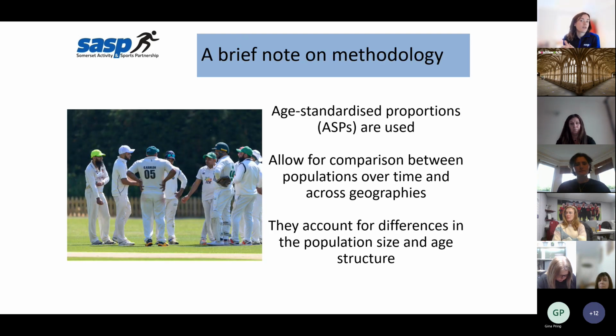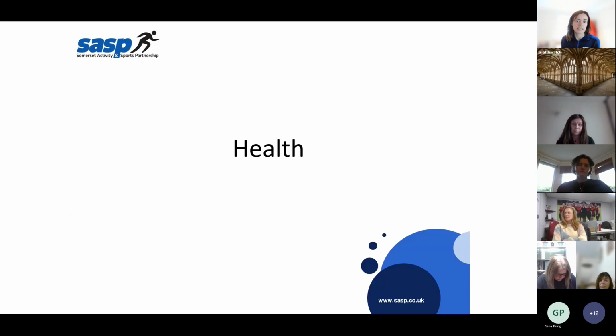Just a quick brief note on methodology. Some of the data here today uses age standardized proportions. That allows for a comparison between populations over time and across geographies. One of the reasons they do that is that they compare it to the previous census, so it accounts for differences in population size and age structure. So I just wanted to make a note of that. More detail of that is on the ONS website.